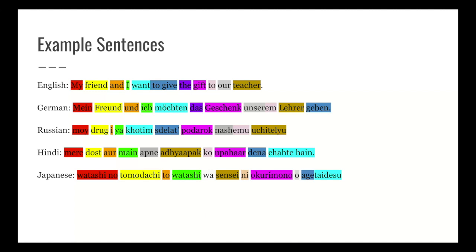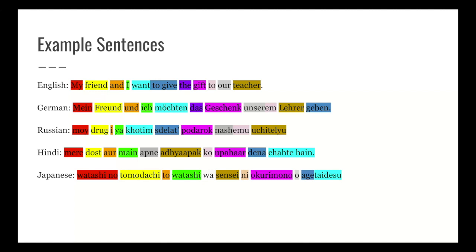If we want to say I want, you would say ich möchte. But if you want to say we want, you would say wir möchten. And if you want to say they want, you say sie möchten. But if you want to say you want, you'd say du möchtest. So it changes based on the subject.